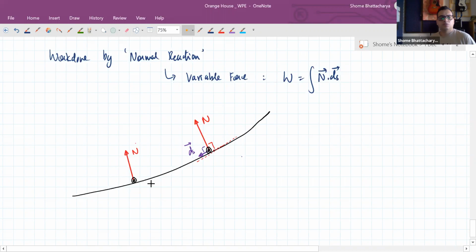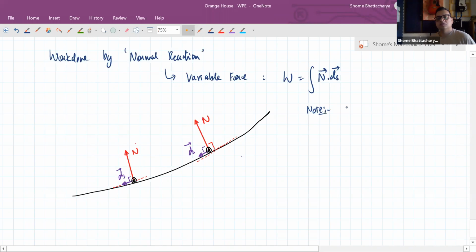It is a very small amount of displacement that will be in this direction. From point to point, the direction of displacement is also changing, the differential displacement, according to the tangent of the curve, how that is changing. And the direction of normal reaction is also accordingly changing.